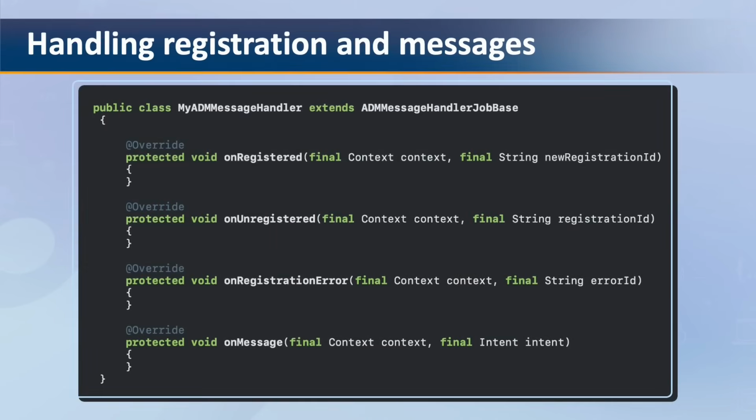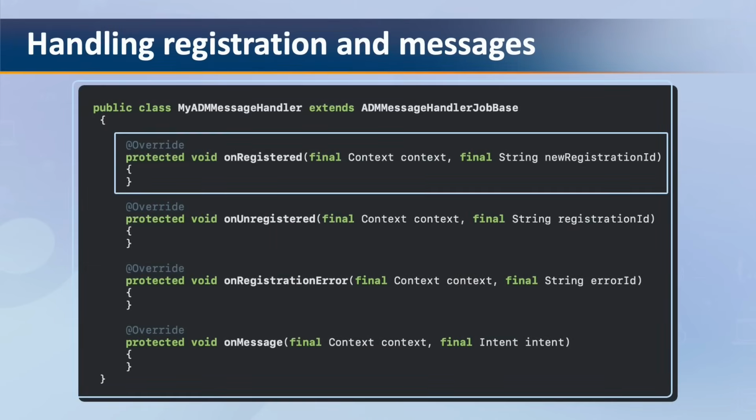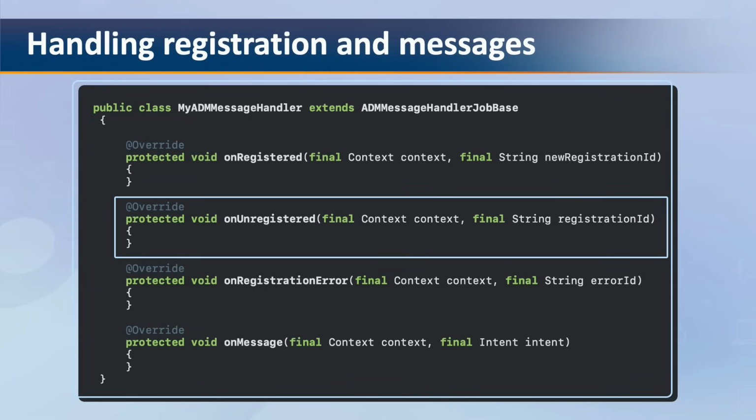The message handler has 4 callbacks that we can extend. OnRegistered, called when the registration ID is ready. Here we will receive the registration ID that we can pass to our server so that it can send messages to our app instance. OnUnregistered, called when our app is unregistered on this device, which we can use to inform our server that this app instance is no longer a valid target for messages.